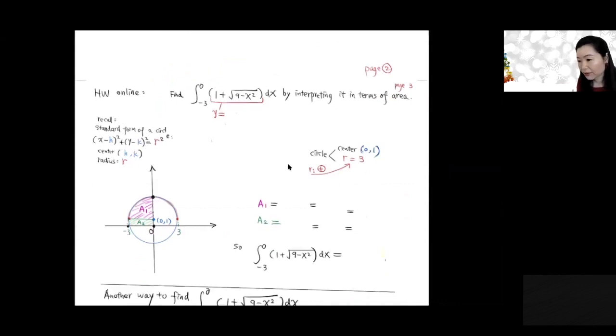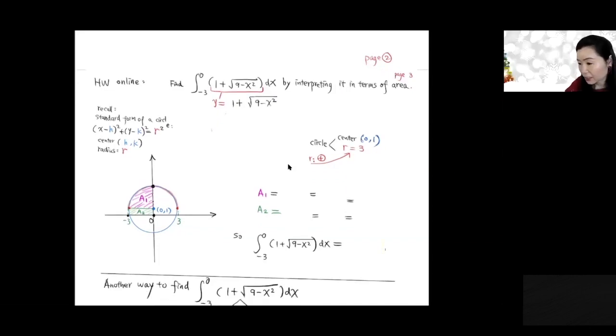So we're going to find this by interpreting this in terms of area, okay? So how do you do this, okay? There are two different ways to do this, okay? I'm going to show you the first way, okay? So this is a function. So we have y equal to 1 plus square root of 9 minus x squared. And then you're going to isolate the square root.